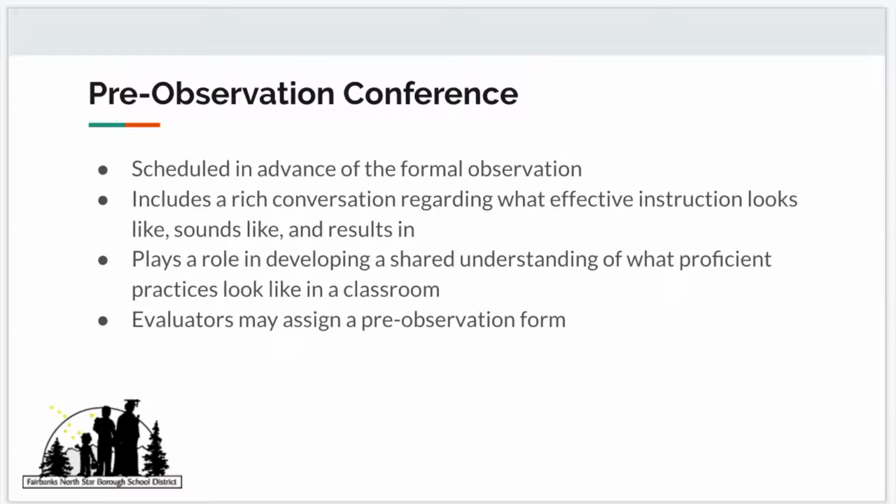Your evaluator will schedule a pre-observation conference. Your evaluator may also assign a pre-observation form for you to complete prior to this meeting. The conversation will center around what effective practices look like, sound like, and result in. This conference plays a major role in developing a shared understanding of what proficient practices are. It also helps lay the groundwork for what an evaluator can expect to see during the formal observation.